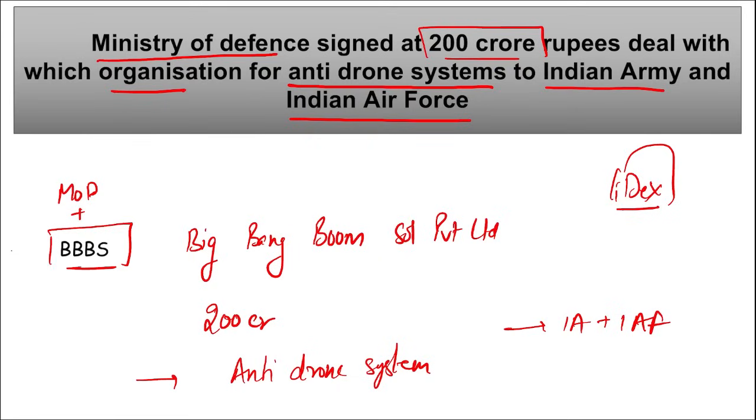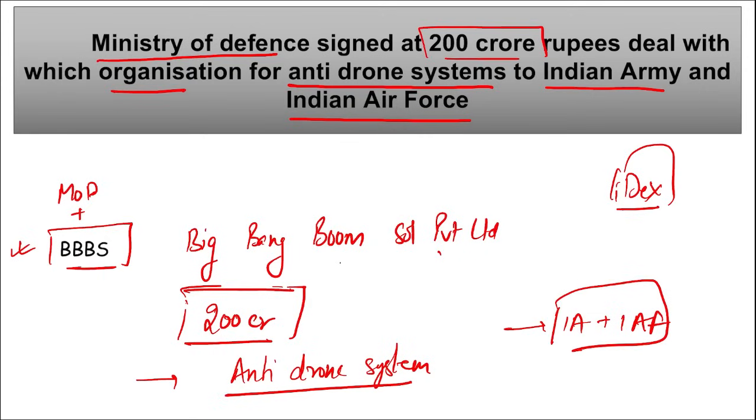So coming back, Ministry of Defense signed a contract with BBBS, Big Bang Boom Solutions Private Limited. It is one of the fastest growing startups in the defense sector, and the contract here was worth 200 crore rupees. It was for an anti-drone system, and this anti-drone system will be provided to Indian Air Force and Indian Army.